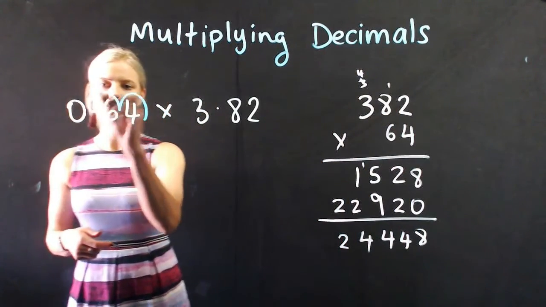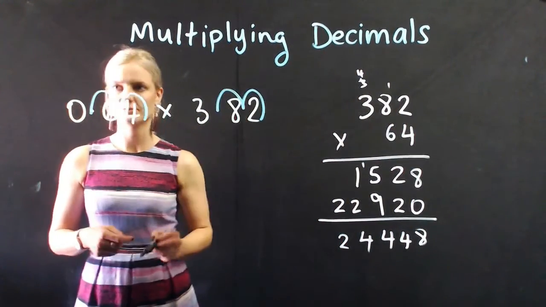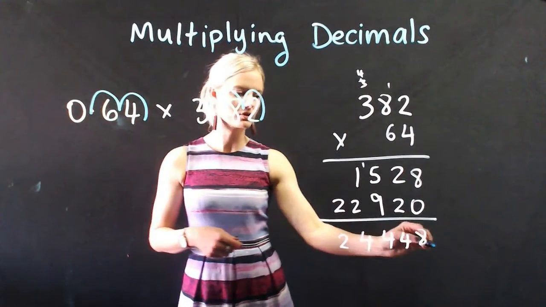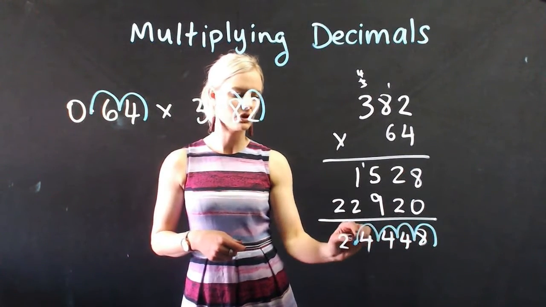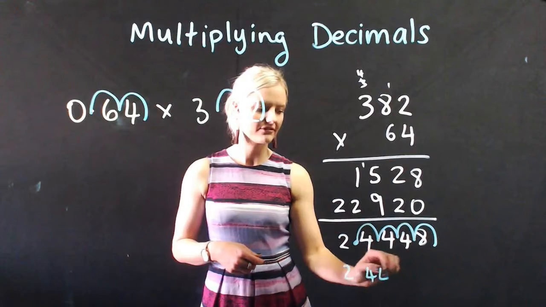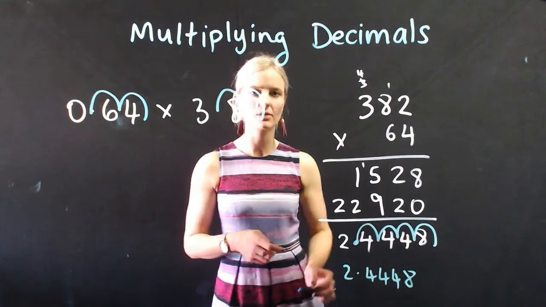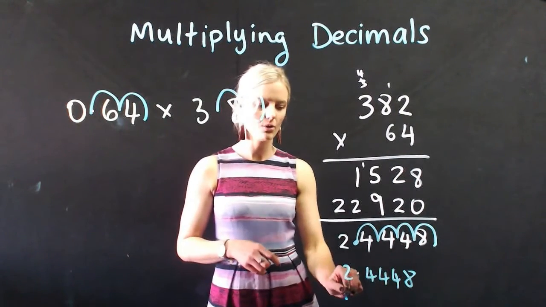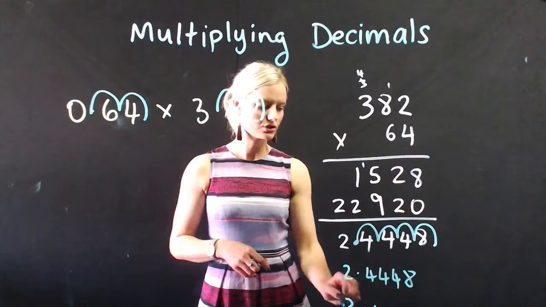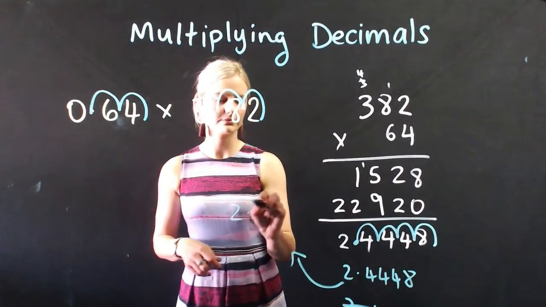Now, how many times are we going to jump our decimal into that answer? Well, the question has 1, 2, 3, 4 decimal jumps. Okay, so jump in 4 times, 1, 2, 3, 4. 2.4448. And depending on what the question asks, you might need to round that. We'll round it to 2 decimal places. So up here, 2.44.